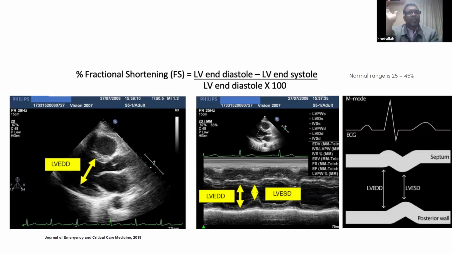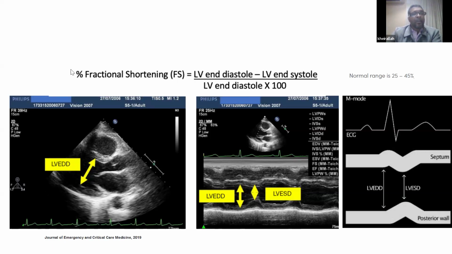What is the caveat of evaluating LV systolic function based on fractional shortening? It is just a one-dimensional analysis. It only evaluates this part and assumes this part reflects the entirety of the LV, which we don't see. That might not be true, because LV systolic function might be impaired segmentally, not necessarily globally.